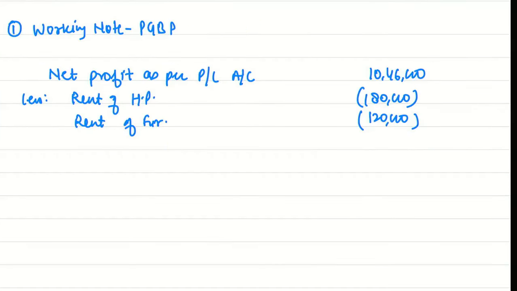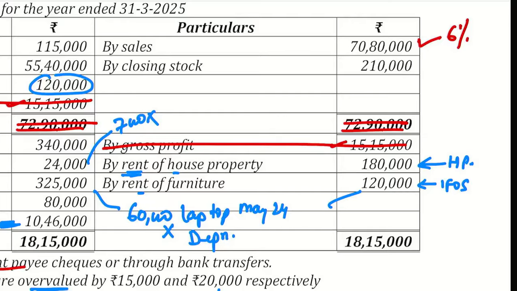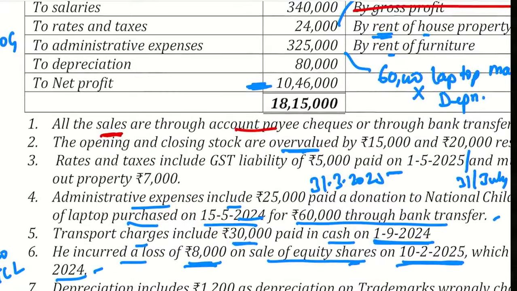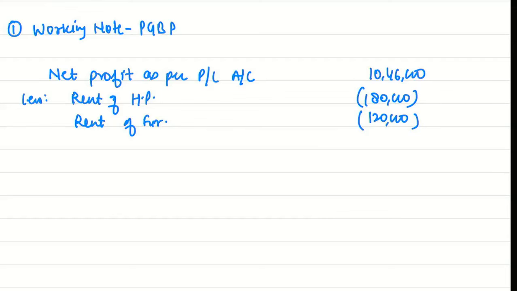Now let us come to the information. Correct? The first information says all sales are through account payee cheque and through bank transfer. So I don't have to do anything right now. That I'll be using in my presumptive income. Point number two, opening stock and closing stock was overvalued by 15,000 and 20,000 respectively. Opening stock was overvalued by 15,000. So we have already understood that opening stock we have shown extra. We'll delete that 15,000. If we are deleting, our expenses are getting disallowed, so we'll add back, our profit will increase.